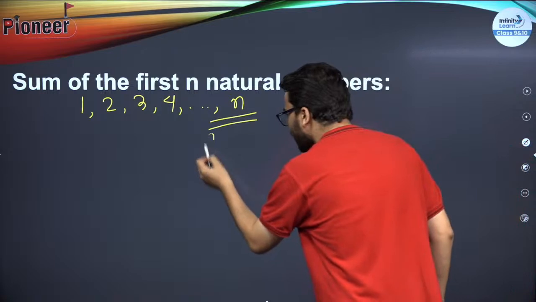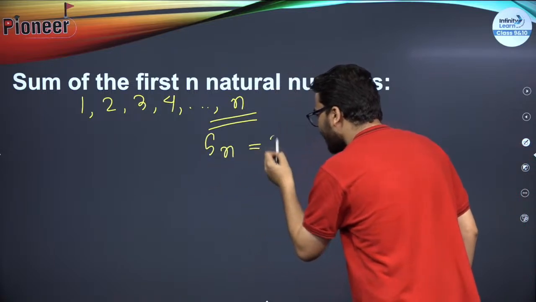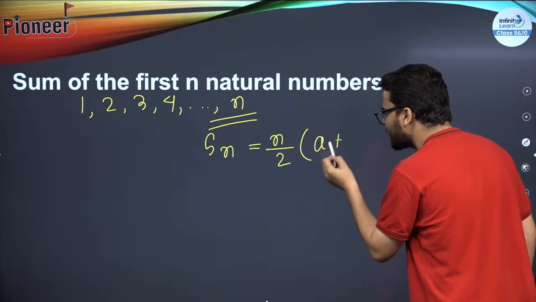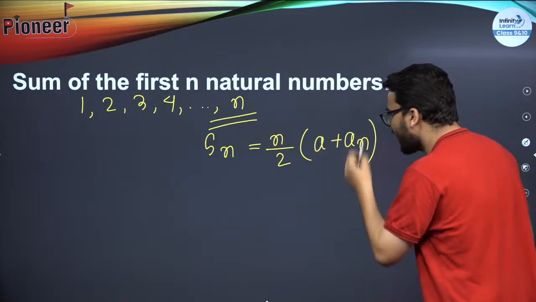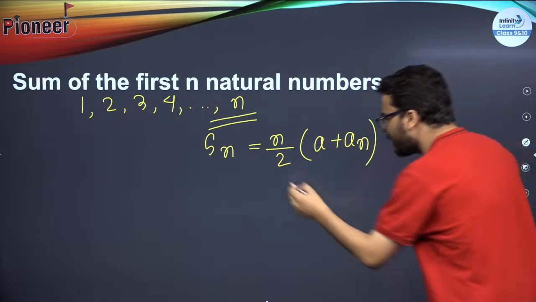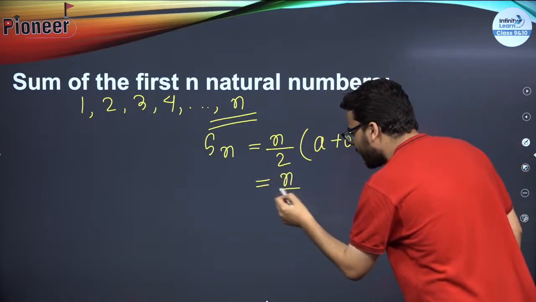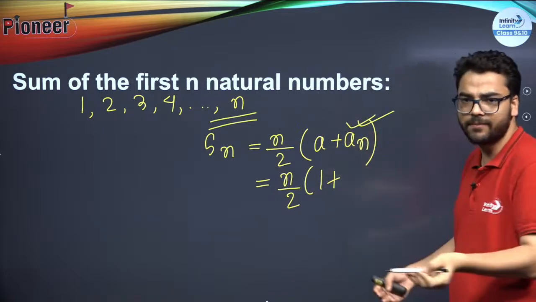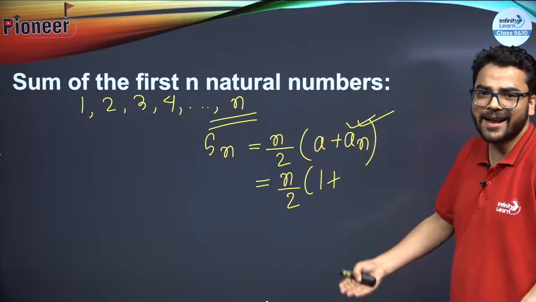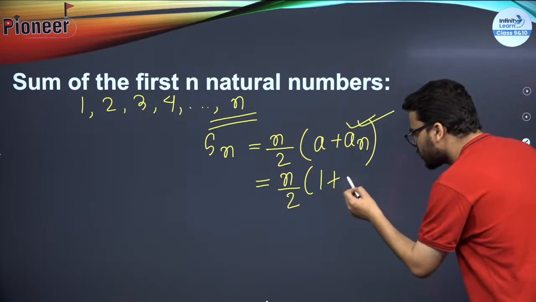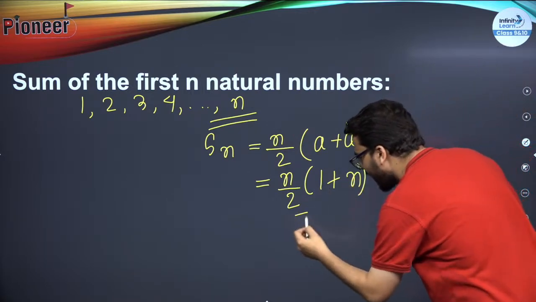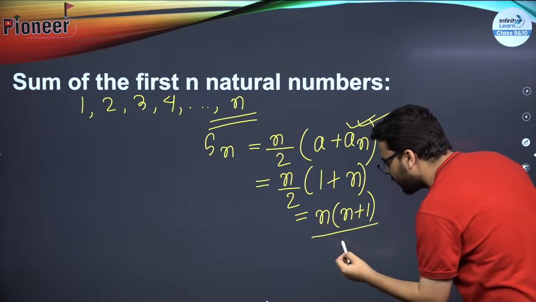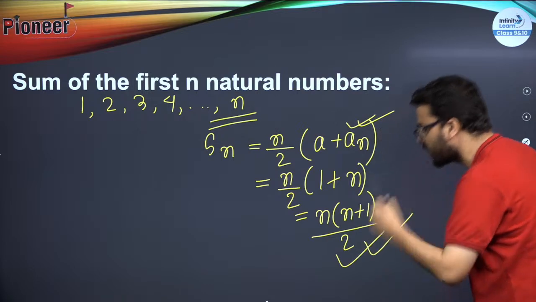So Sn will be what, guys? Can I use the second formula over here? Can I say it is n by 2 into a plus an? Can I say that over here, guys? Now you see, number of terms is n only. The first term is 1 over here, and an, or the last term, is n only, because these are n natural numbers, right? So this is the answer. You can better write it in this manner, n(n plus 1) by 2.